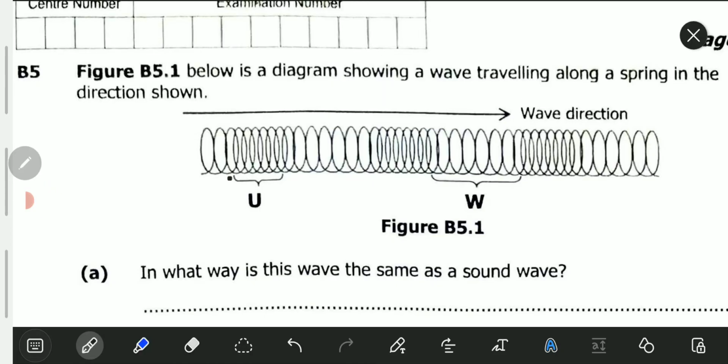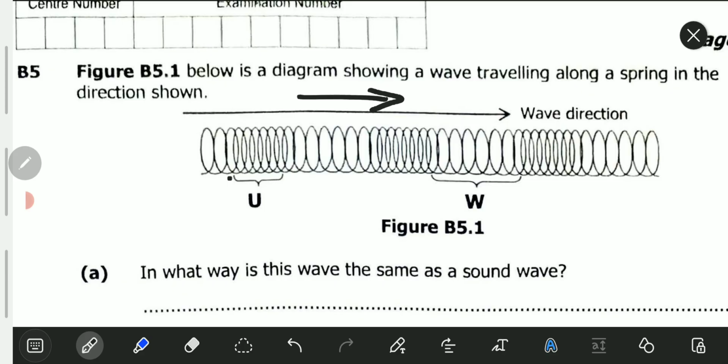In this video, we will be looking at the November 2020 Science Paper 1, question B5. Question B5 reads, Figure B5.1 below is a diagram showing a wave traveling along a spring in the direction shown. So the direction we've been given is this direction according to the question. That is the direction in which the wave is moving.